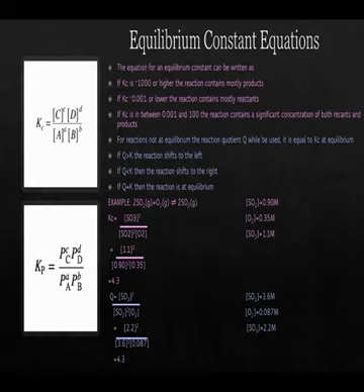If Kc is equal to 1000 or higher, the reaction contains mostly products. If Kc is equal to 0.01 or lower, the reaction contains mostly reactants. If Kc is in between 0.001 and 1000, the reaction contains a significant concentration of both reactants and products.